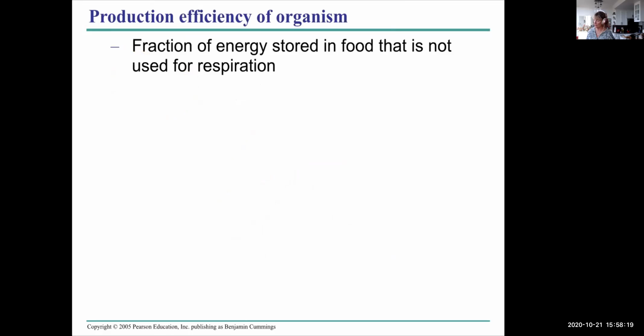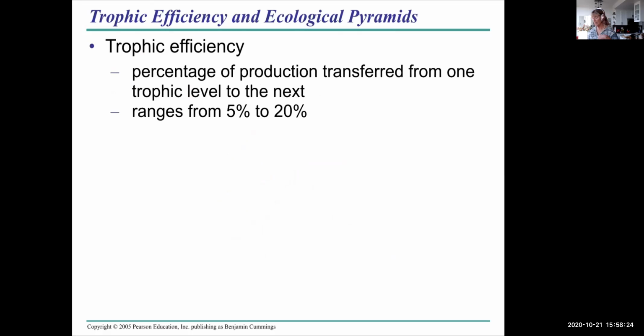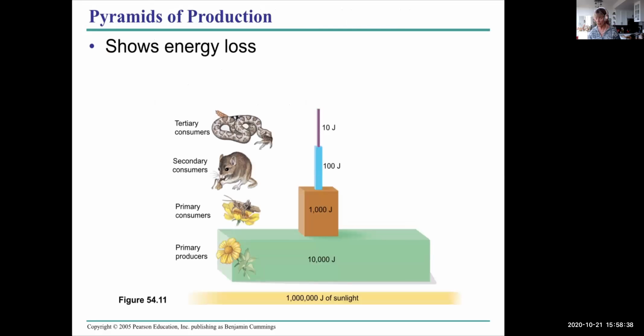So a fraction of the energy stored in food that is not used for respiration is converted to biomass in the next level of the trophic chain. It ranges between about 5 to 20%. It's good to look at pyramids because they show graphically the energy that is lost.